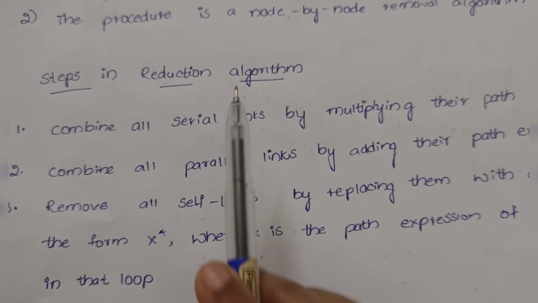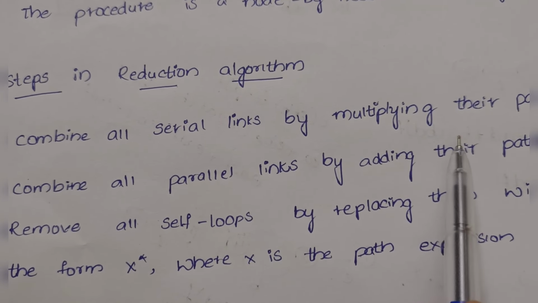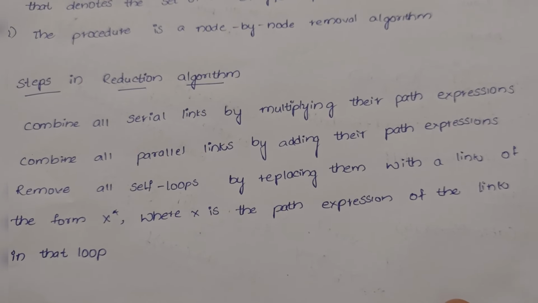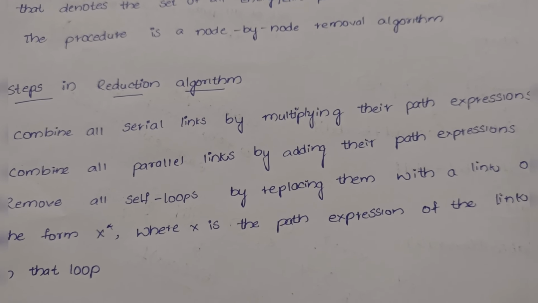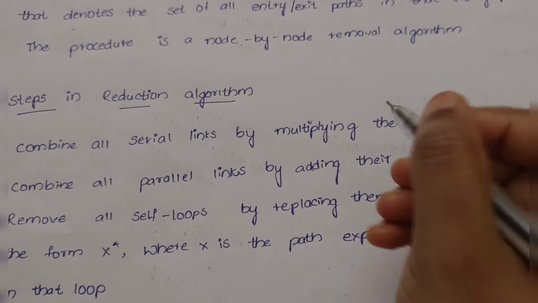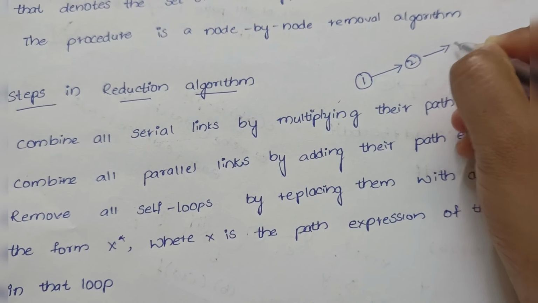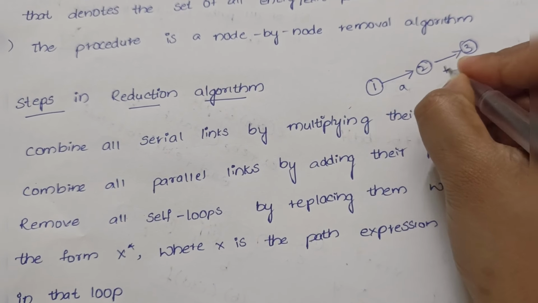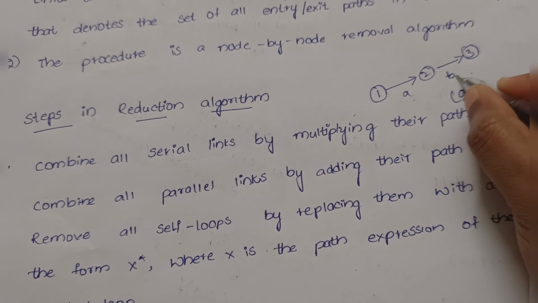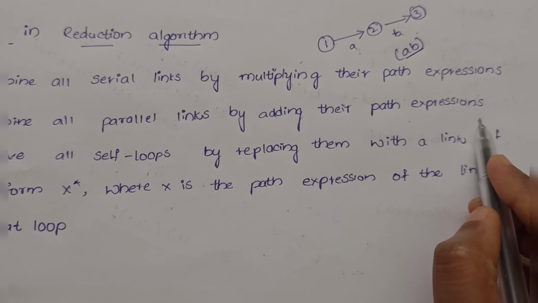Steps in the reduction algorithm. First, combine all serial links by multiplying their path expressions. Here we have the same example. This is multiplying AB links. Second, combine all parallel links by adding their path expressions.